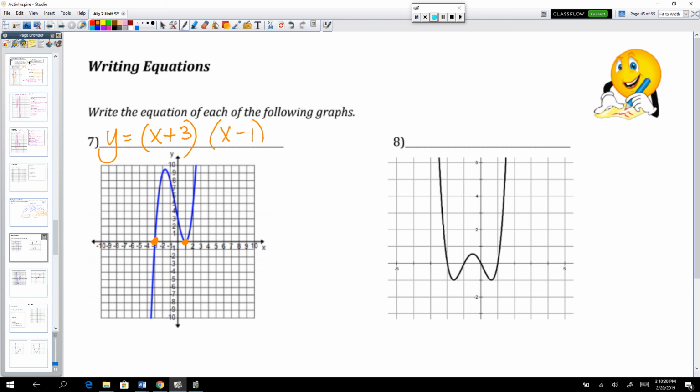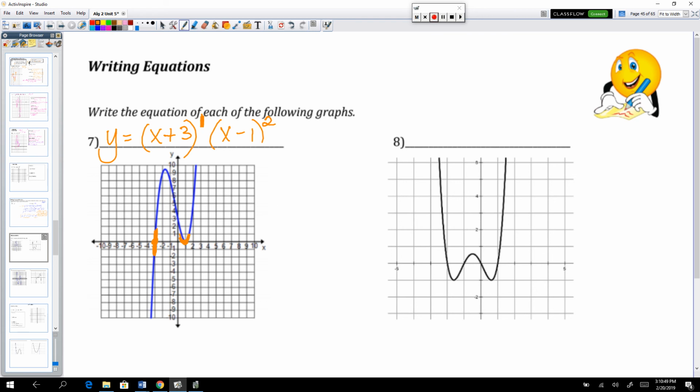Now let's look at multiplicity. This -3 is a cut through, so it must have had a multiplicity of 1. You do not have to write this 1, it's already implied, but just making sure that I've taken care of it. And then this interaction here is a bounce at +1, so this multiplicity must have been 2.